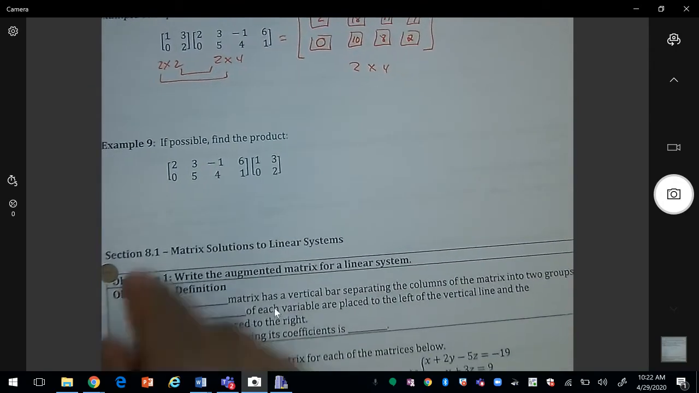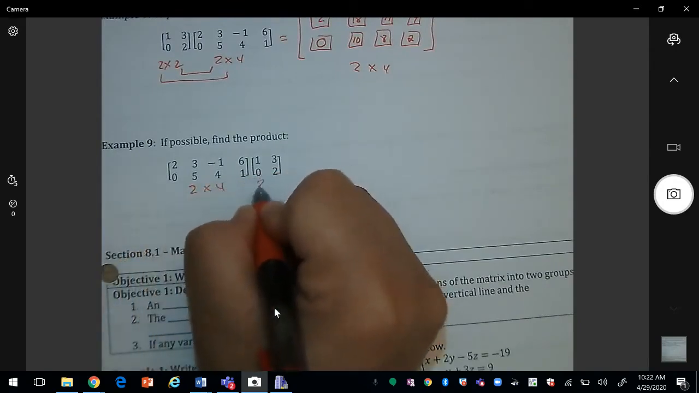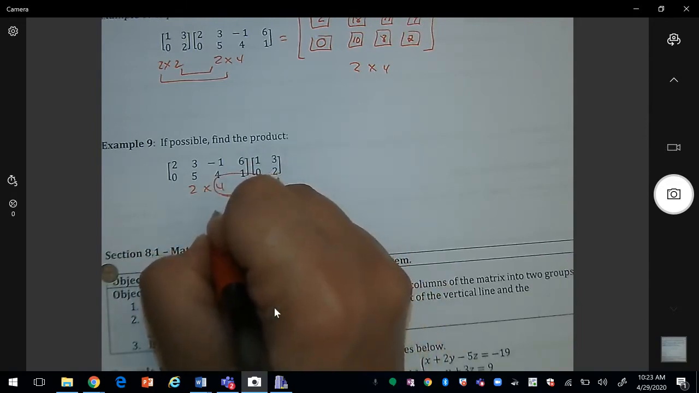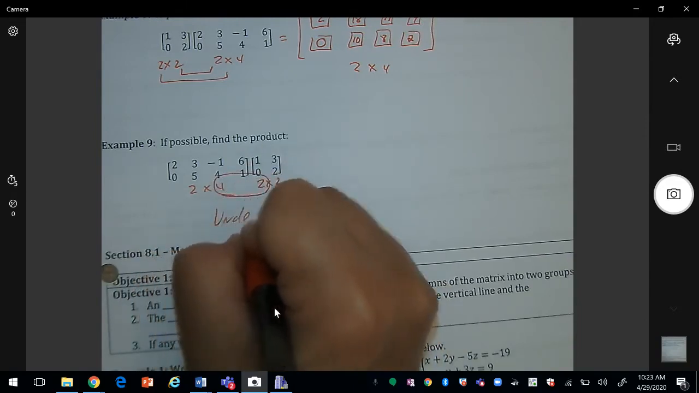Okay. The last example, we have 2 by 4 and 2 by 2. Notice that the inside numbers here are not the same. So we write undefined because we cannot multiply.